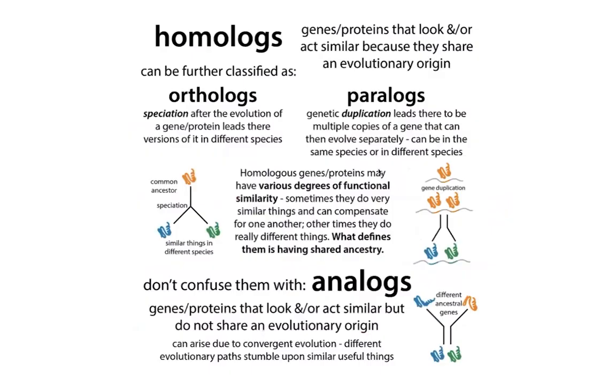Speaking of evolution, I want to introduce this term homolog. Basically, a homolog is a gene or a protein that looks and or acts similar because they share an evolutionary origin. Don't confuse them with analog. An analog is something that looks similar or acts similar, but doesn't have a common evolutionary origin. It can arise because of convergent evolution. So different evolutionary paths, but they stumble upon similar useful things. So they look alike, but they're not actually evolutionarily related, whereas homologs are.